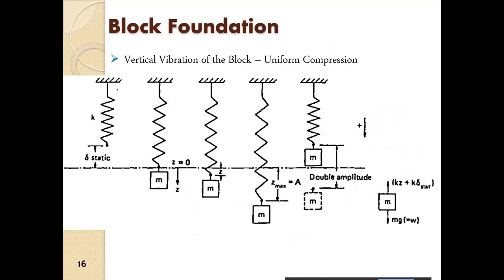So first of all, we have this spring, the soil, and it is unloaded, and therefore there is no deflection in the soil. Then suddenly we place the machine foundation on top. As soon as we attach the machine foundation, what will happen? This spring will extend down. So this is now the equilibrium position. This is delta static.